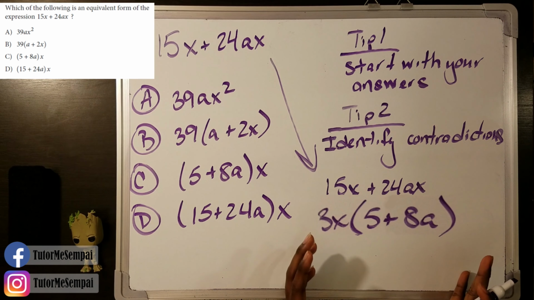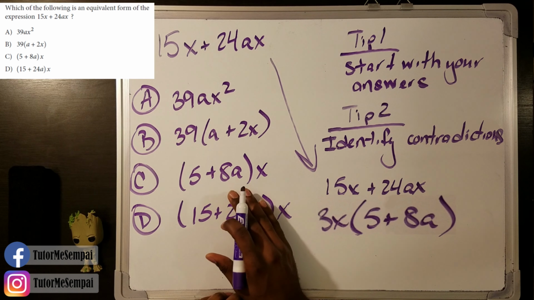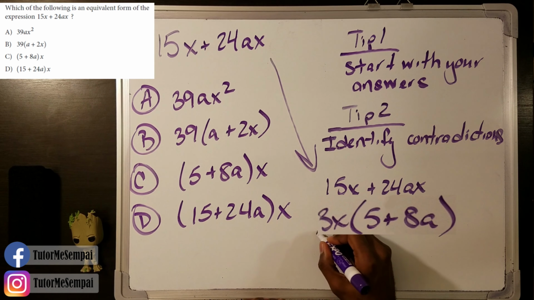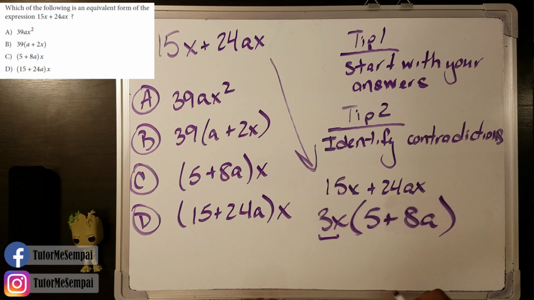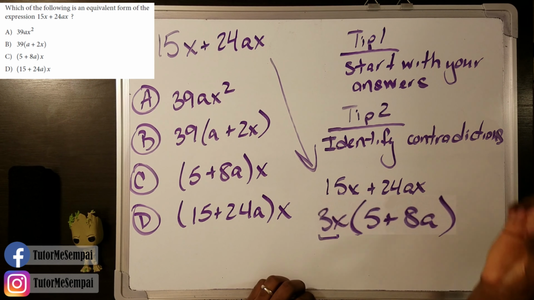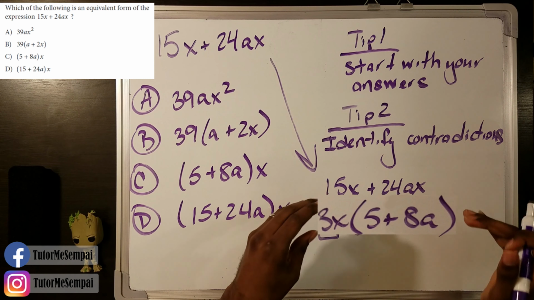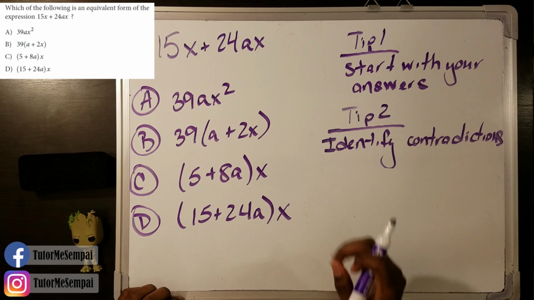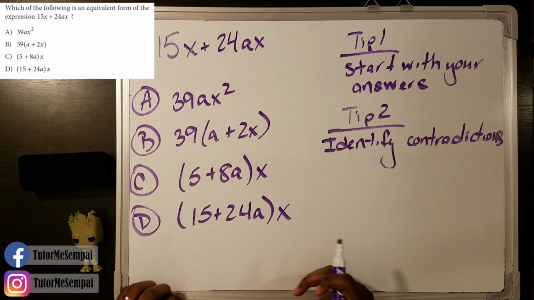And if you didn't realize you were in a hole, you might have accidentally jumped on C because it looks the most similar. But notice that C doesn't have this 3 here. So C is not going to be your answer. This is why I say let's start with our answers, because when you start with the question, you wouldn't necessarily know when to stop.